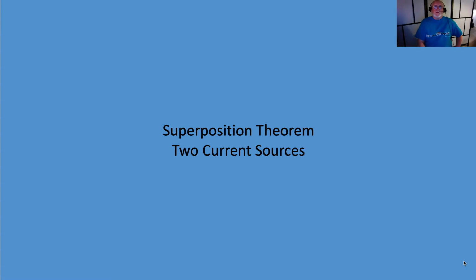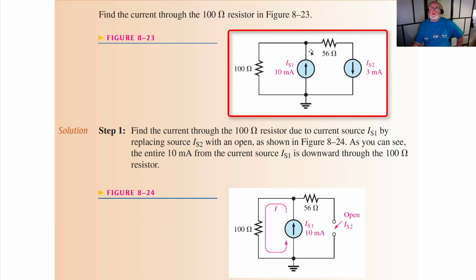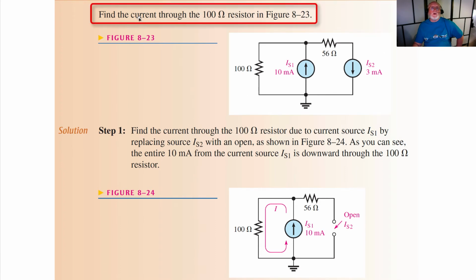Now we look at superposition using two current sources. With two current sources set up this way, we've got 100 ohms on the left, 56 ohms on the right, and two current sources with opposing current directions. They want us to find the current through the resistor on the far left side.